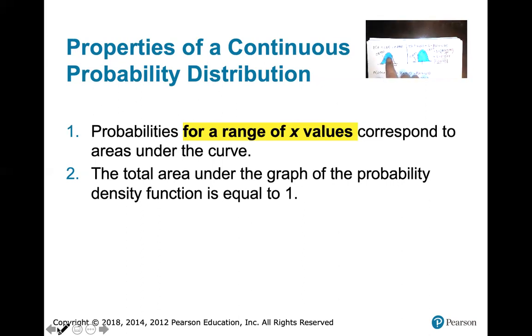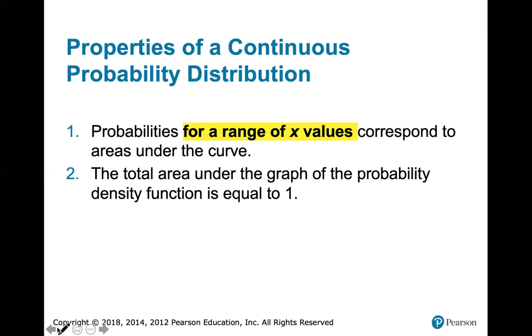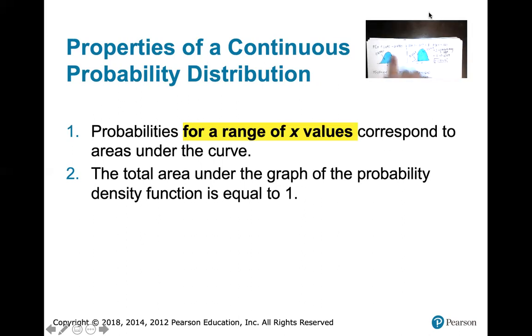So we can look up areas to the left in table A2. We can also use Excel to find areas to the left. But if we ever want area to the right, we just have to use the complement. We're subtracting the area to the left from 1 to get the area to the right.